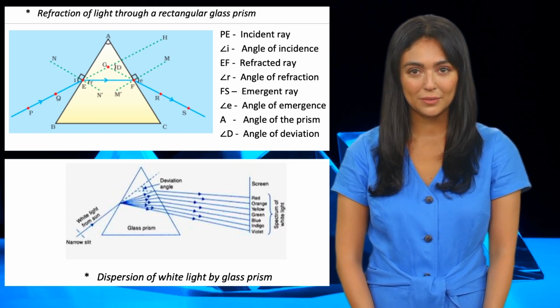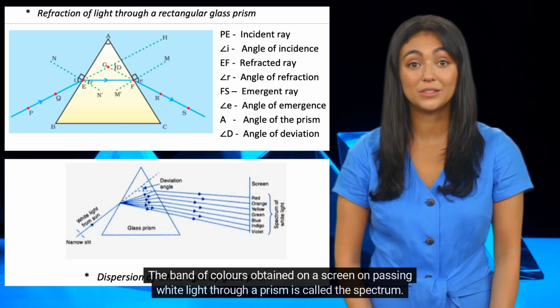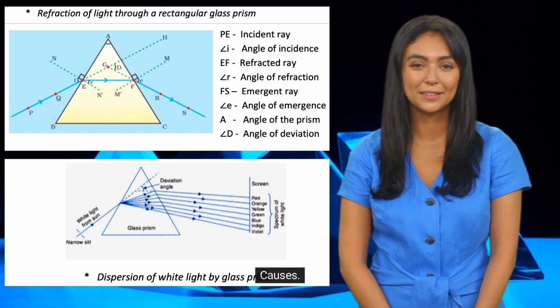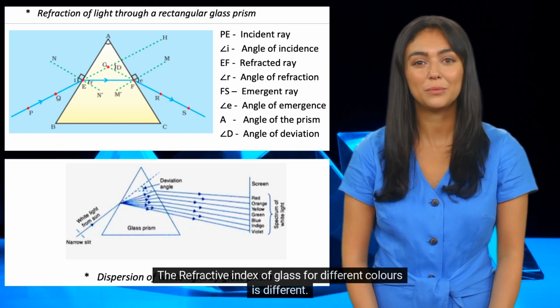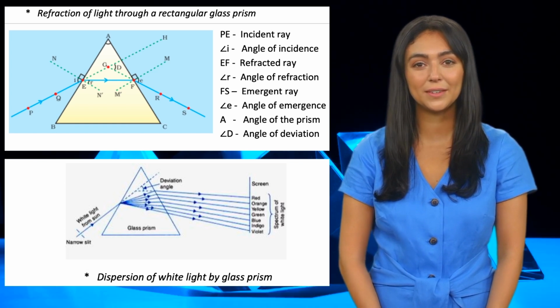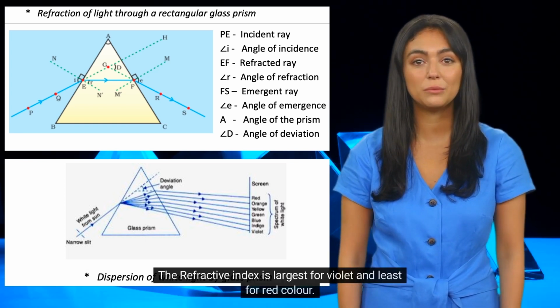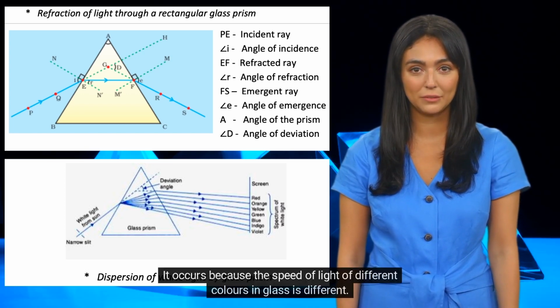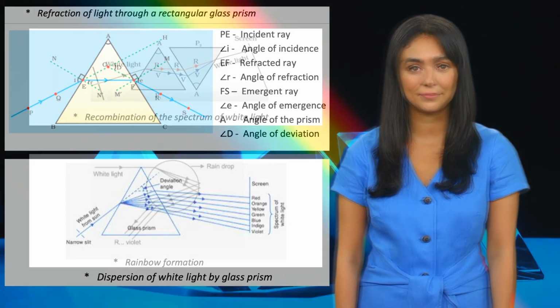What is a spectrum? The band of colors obtained on a screen on passing white light through a prism is called the spectrum. Causes. The refractive index of glass for different colors is different. The refractive index is largest for violet and least for red color. It occurs because the speed of light of different colors in glass is different.